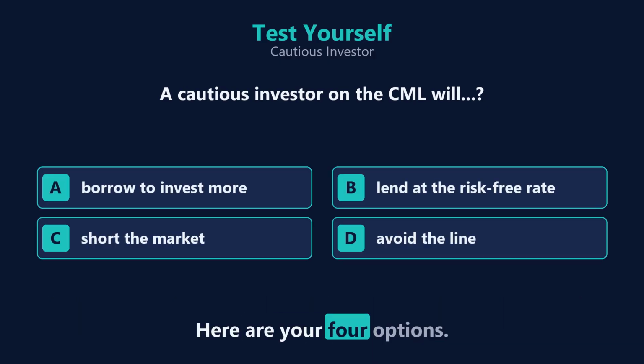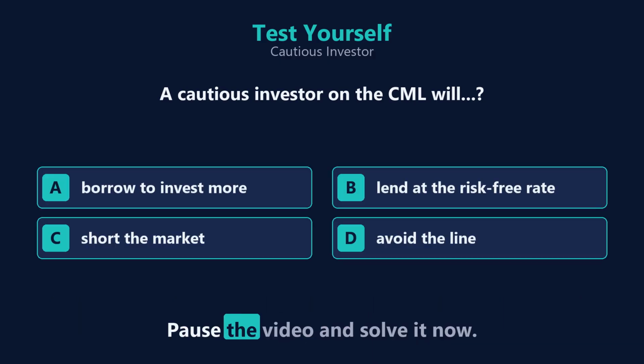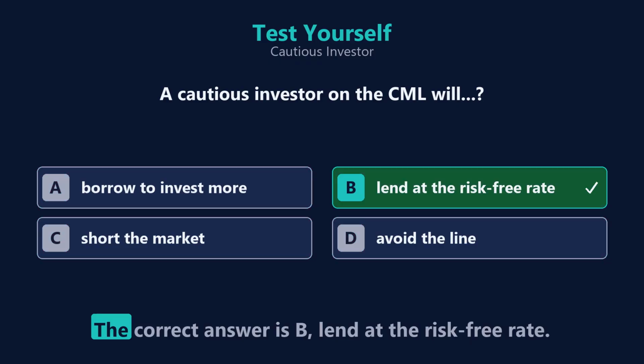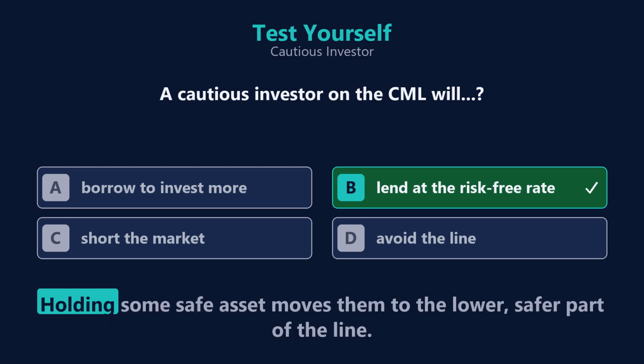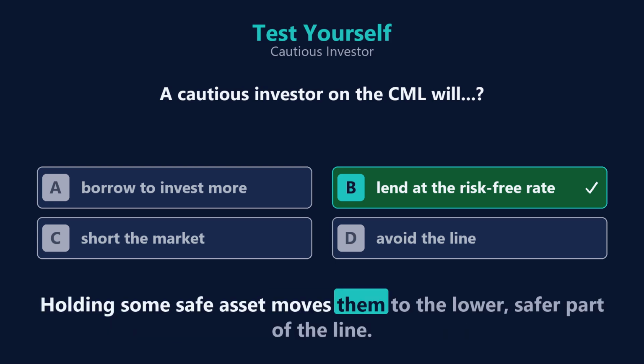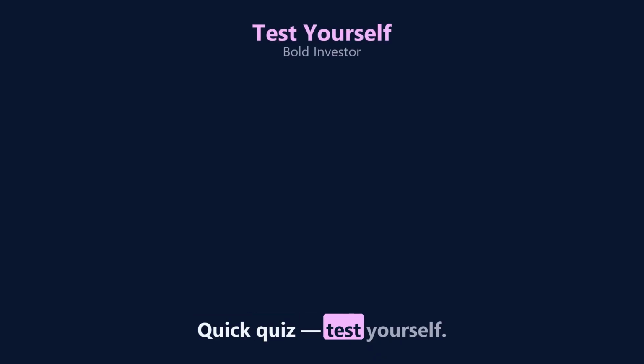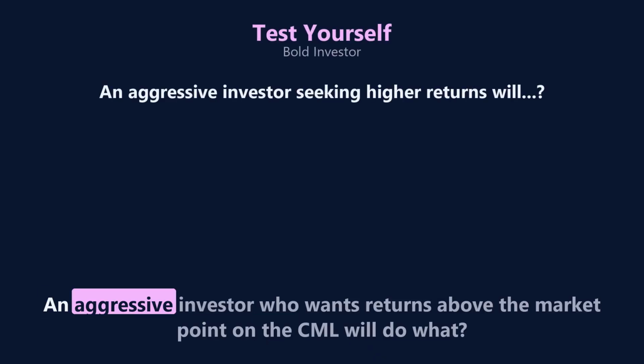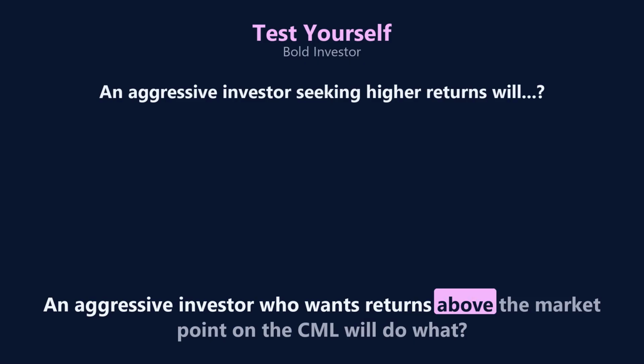Here are your 4 options. Pause the video and solve it now. The correct answer is B, lend at the risk-free rate. Holding some safe asset moves them to the lower, safer part of the line. Quick quiz, test yourself. An aggressive investor who wants returns above the market point on the CML will do what?